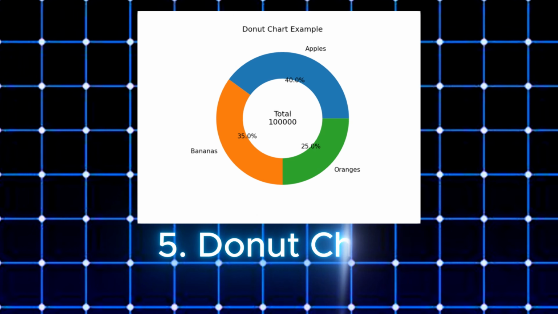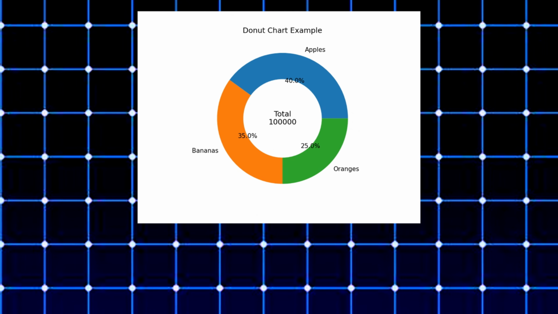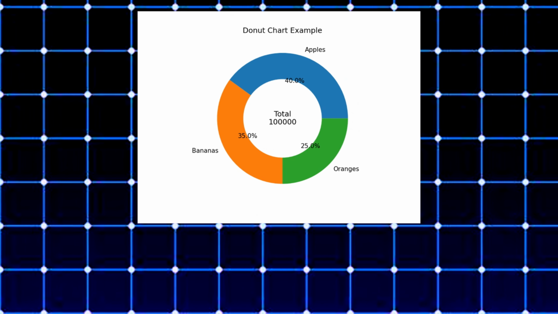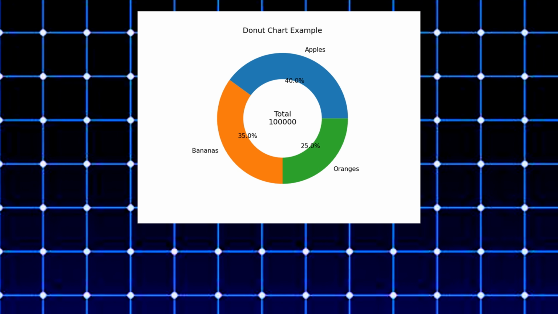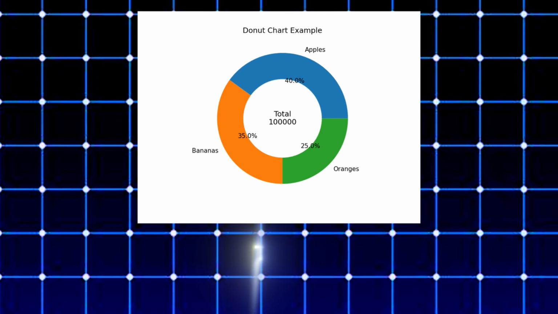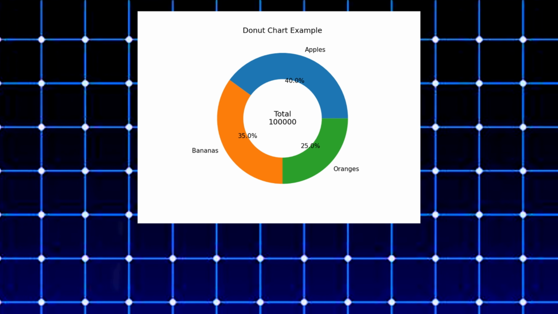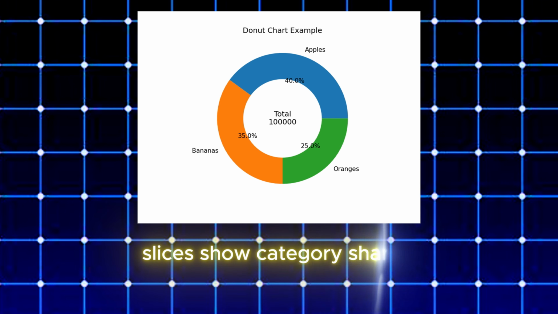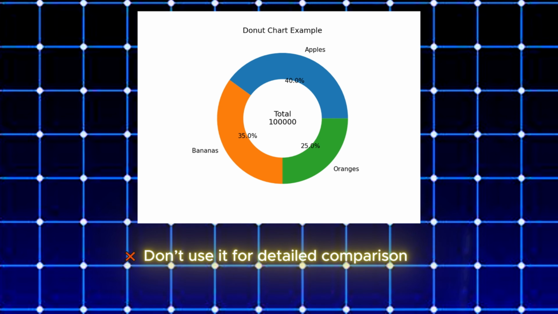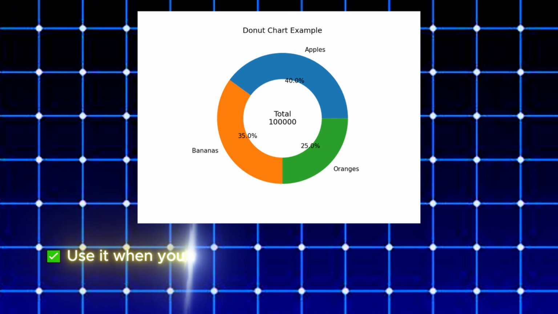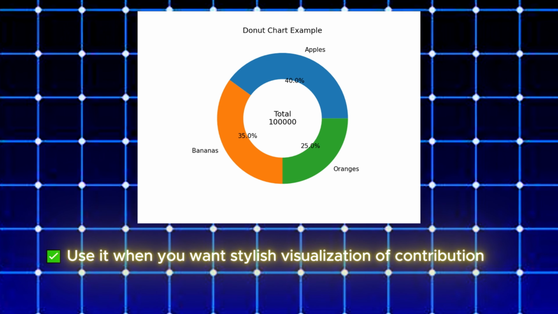Number 5, donut chart. A donut chart is like a pie chart, but with a hole in the center, best for showing proportions, and the space in the center is for highlighting totals. Example, total sales 1 lakh rupees. Center shows total. Slices show category shares. Don't use it for detailed comparison. Use it when you want a stylish visualization of contribution.